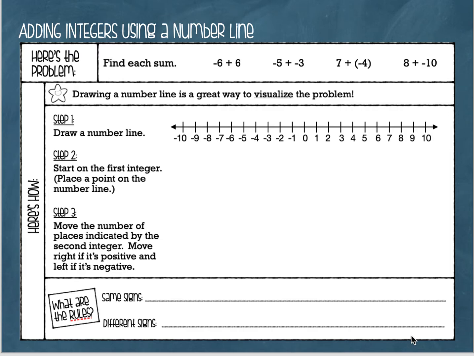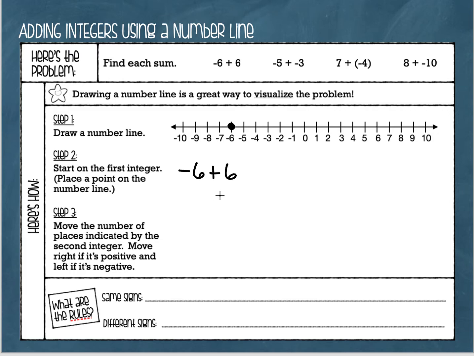Okay, so the first step is you're going to draw a number line, right? So I've got a number line on there for us to use. And step 2 is you are going to start on the first integer. So if we start with our first example, which is -6 plus +6, first thing I'm going to do is put a point at -6. So right here on my number line, -6.